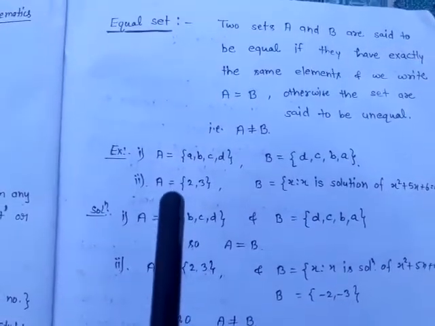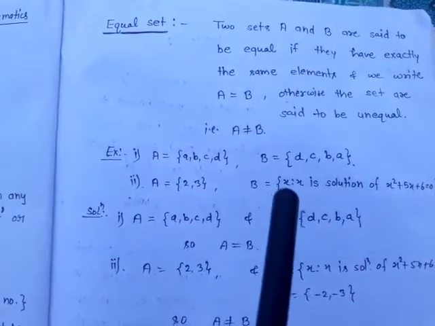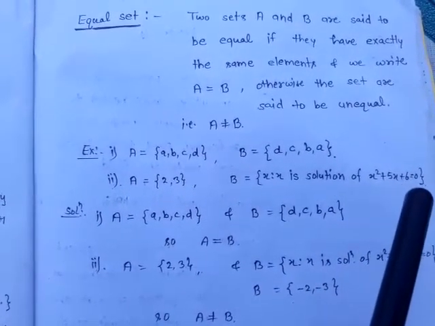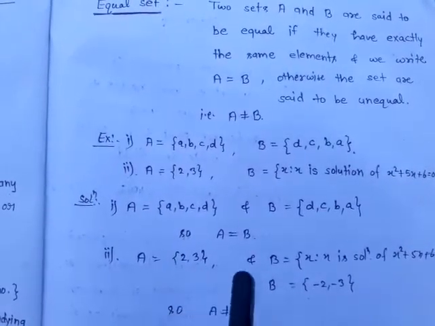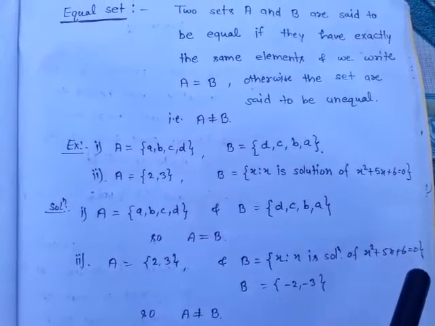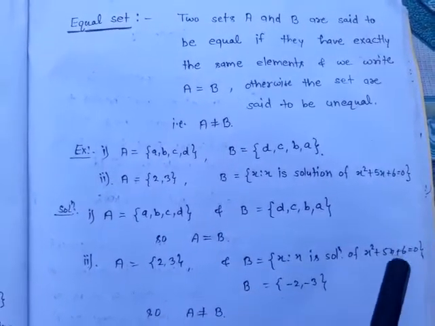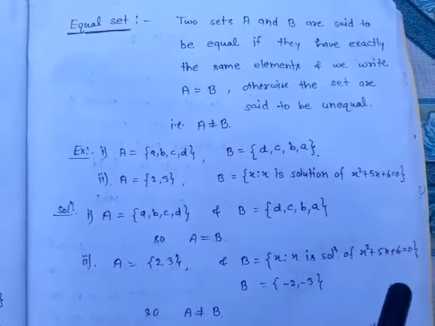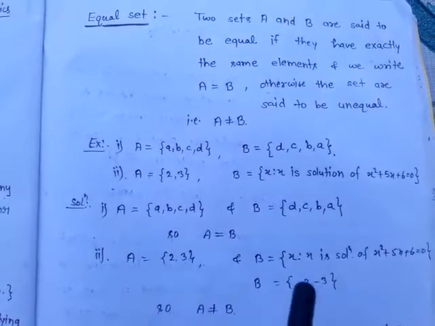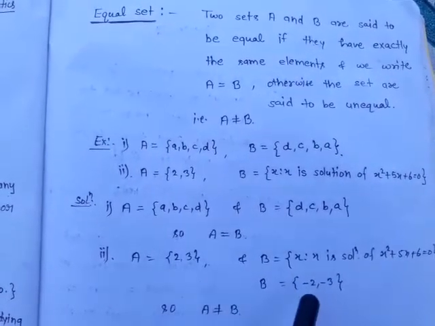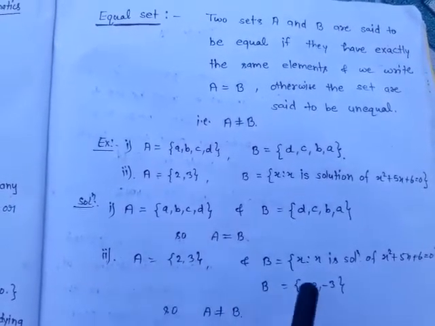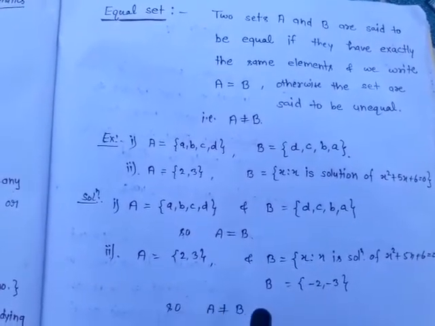Second example: capital A is equal to {2, 3} and capital B is equal to {x such that x is a solution of x square plus 5x plus 6 is equal to 0}. This is the set builder form. We solve this equation and we get minus 2 and minus 3. Here the number of elements is the same but the elements are different: here 2, there minus 2; here 3, there minus 3. Both sets have different elements, so these sets are not equal.